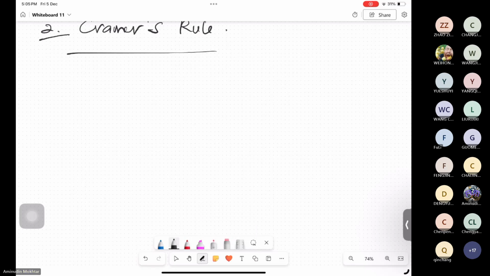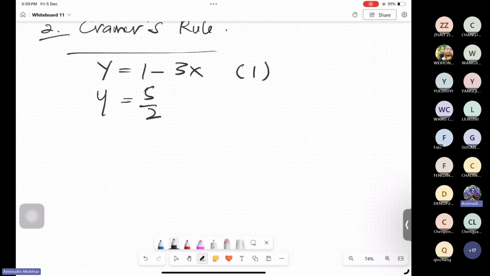Based on topic one, let's say we have these two linear equations: y equals 1 minus 3x is equation 1. For equation 2, let's say y equals 5 over 2 minus 1 over 2x. This is equation number 2.